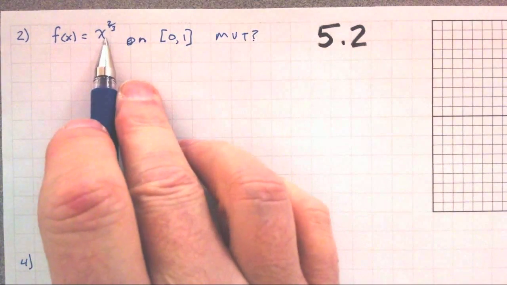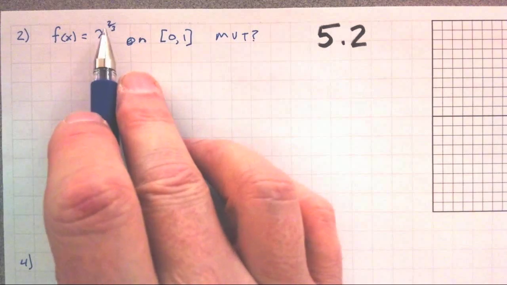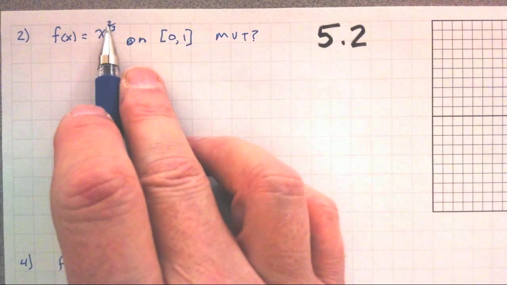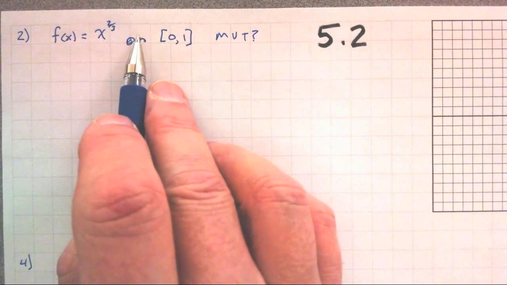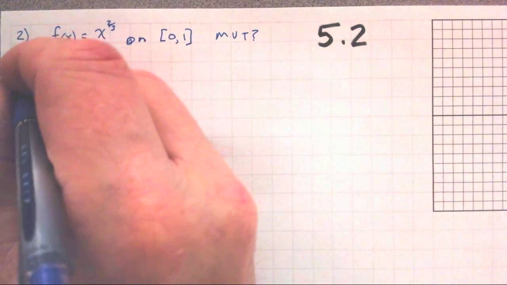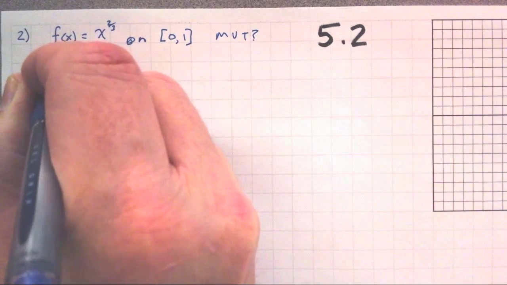Well, from 0 to 1, is this function continuous? Yeah, I can put 0 in here. I can square any number I want. I can take the third root of any number I want. No problem. So the next step would be, well, let's find out about its derivative.